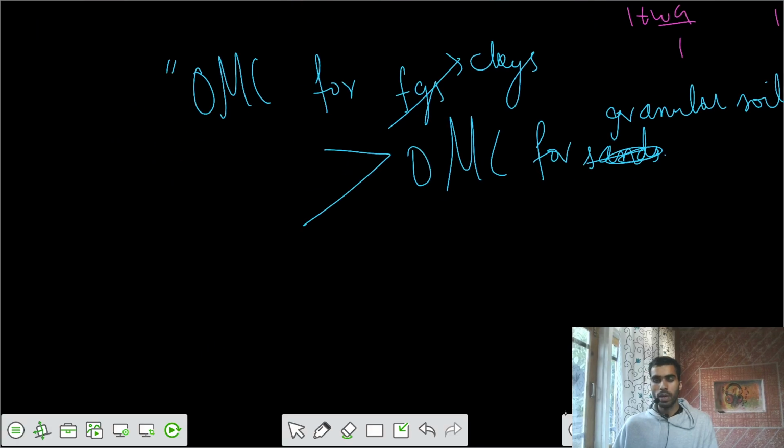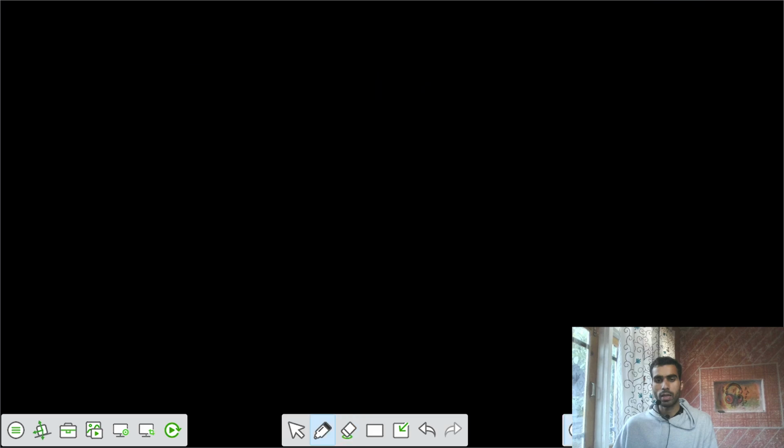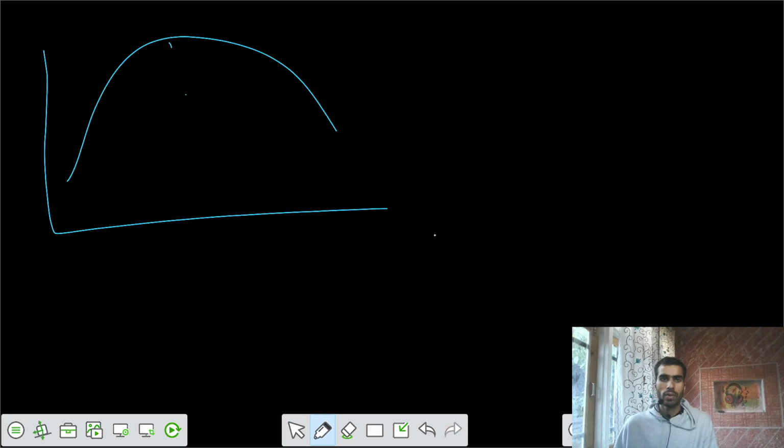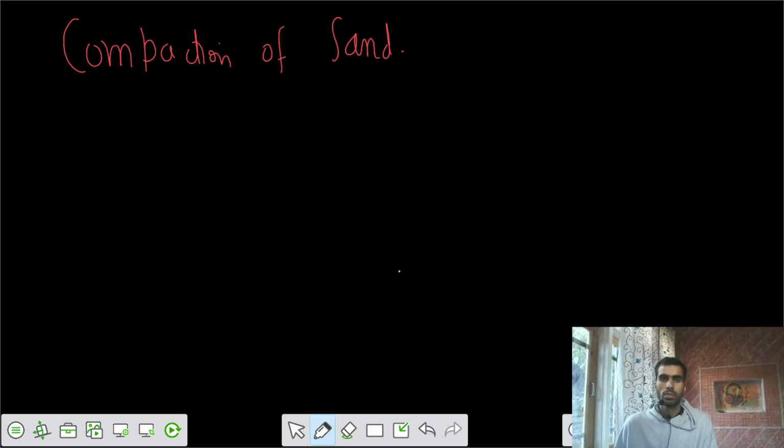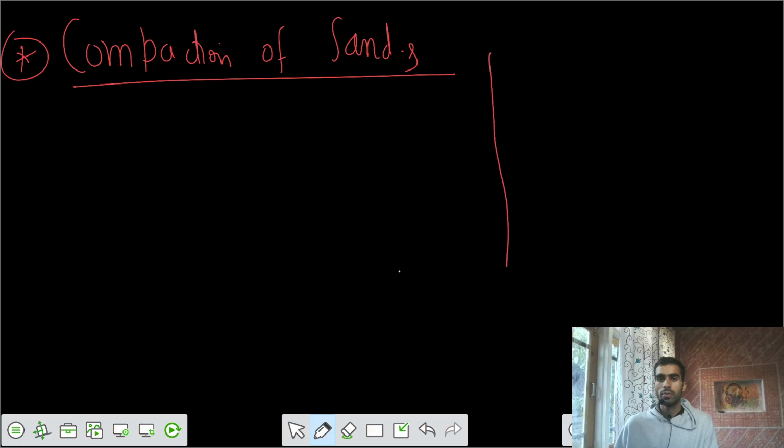Let's talk about the compaction of sand. All that stuff was saying that this is the curve we get for the soils, and we were saying this one for fine grained soils. If I particularly talk about the compaction of sands, here the diagram is not the same as the inverted V. Here we get a little bit different curve.